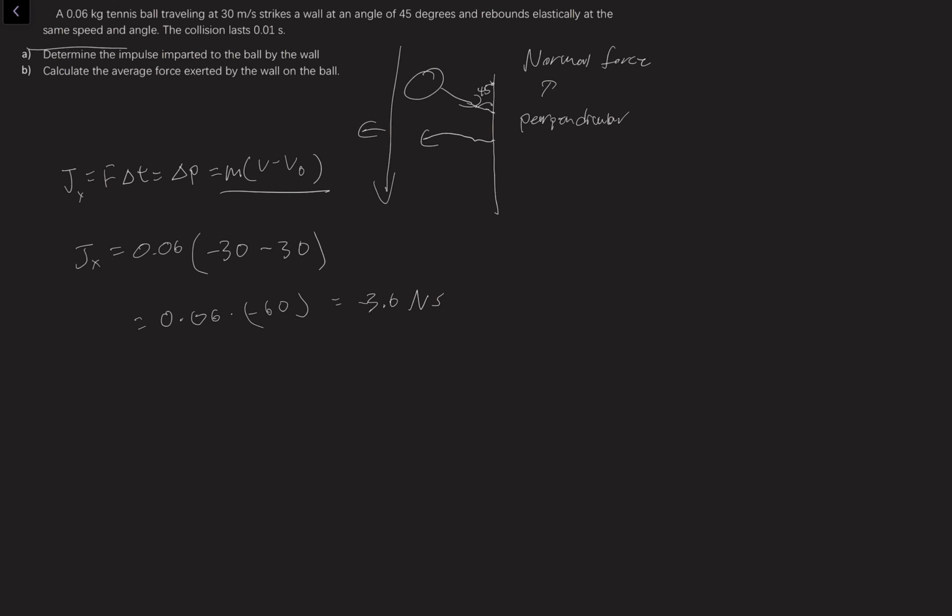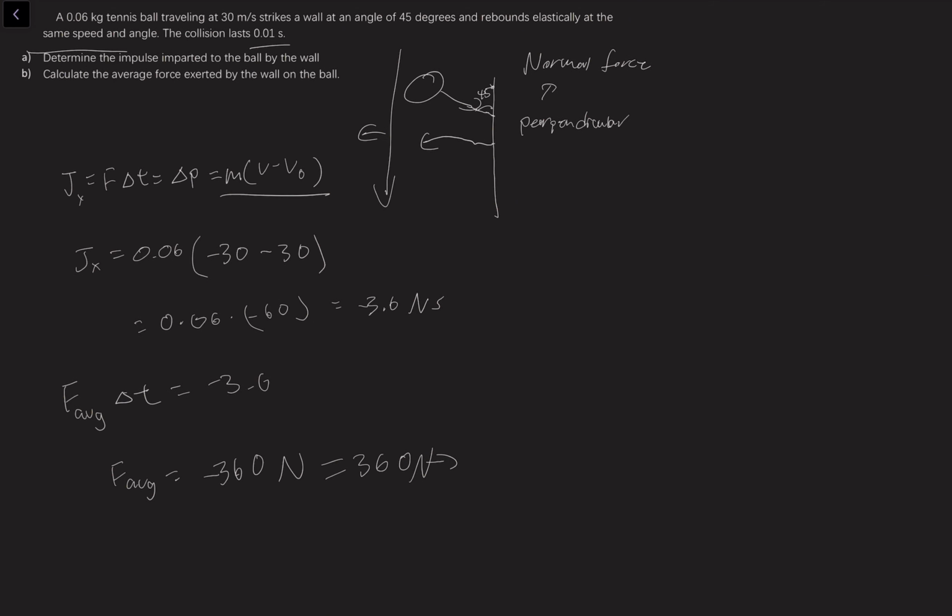Well, we got that, then we can calculate the average force. F average times delta T equals minus 3.6. So F average, see that time is 0.01 seconds. So that's minus 360 newtons to the right, or 360 newtons to the right. Or to the left, I mean. 360 newtons to the left.